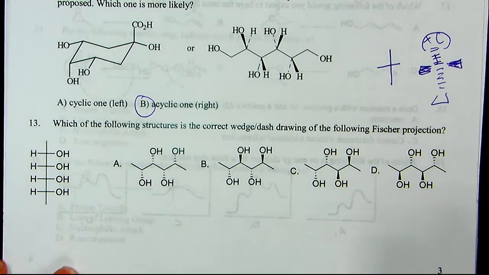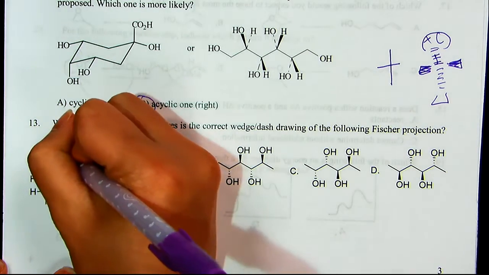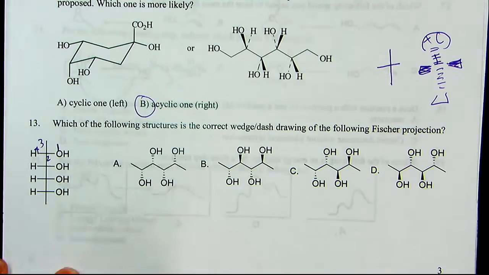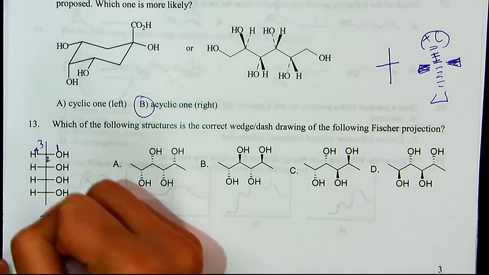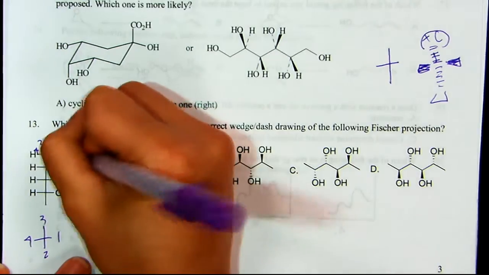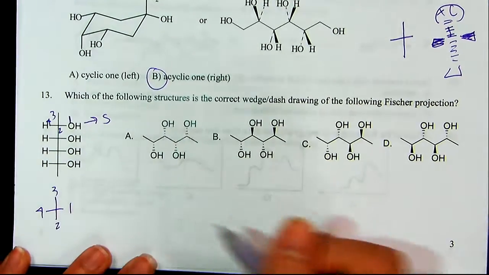So looking at Fisher projections, the way you should rotate them is, okay, here we have priorities of 1, 2, 3, and 4, right? So I redraw my priorities. You can rotate it and flip it, whatever. It's going in the R direction right now, so the right direction should be an S. But I'll show you how you can rotate it.